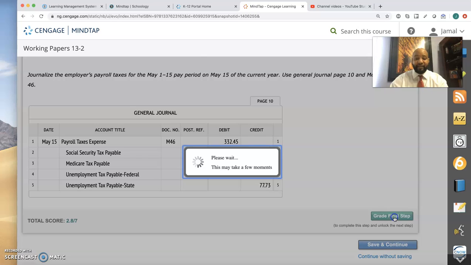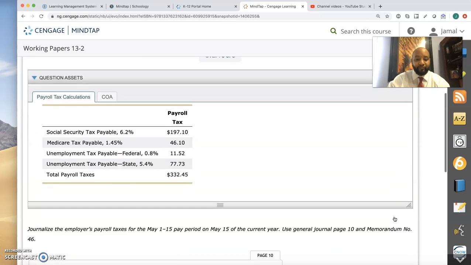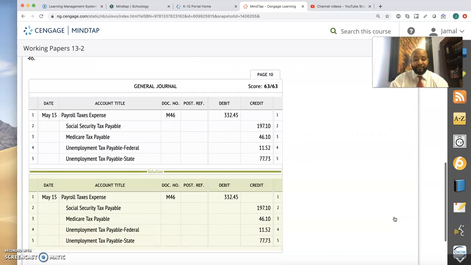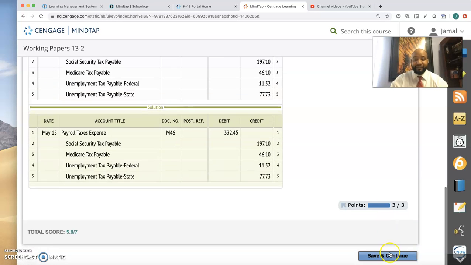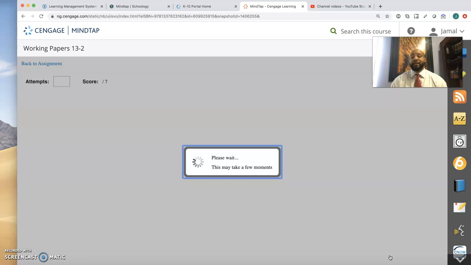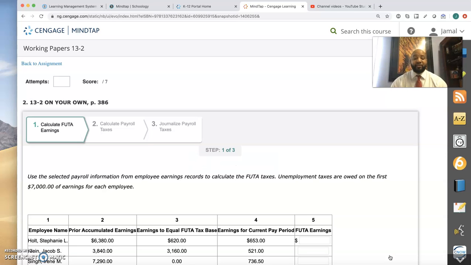I feel pretty good. Let's grade that final step. Go down, take a look. Looks like everything is perfect. They feel pretty good about it. 63 out of 63.